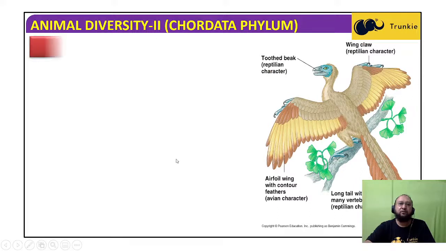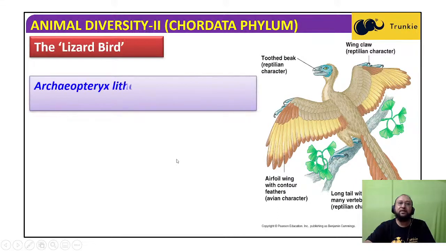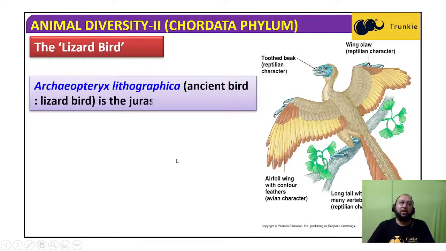Now the lizard bird, Archaeopteryx, I was talking about. Archaeopteryx lithographica, ancient bird, lizard bird, is the Jurassic fossil bird. The fossil of the Archaeopteryx has been found. So these birds represented the features of both reptiles and birds.